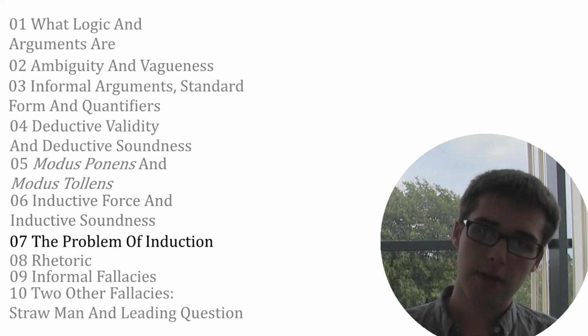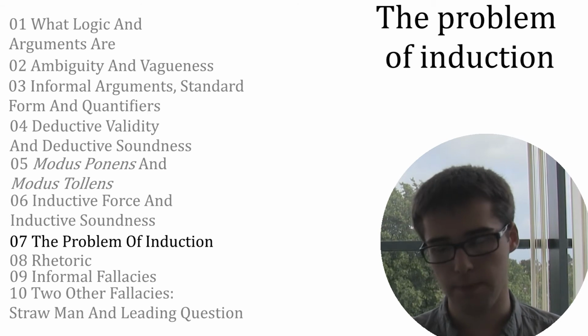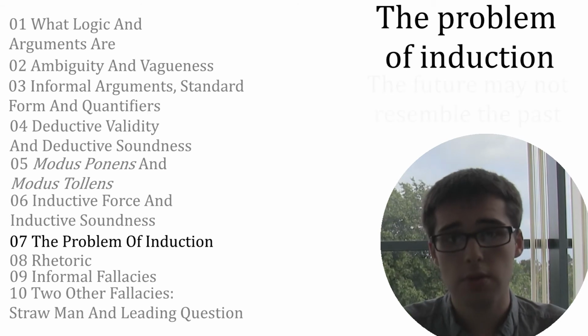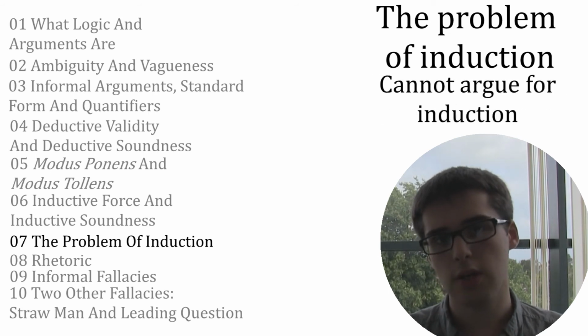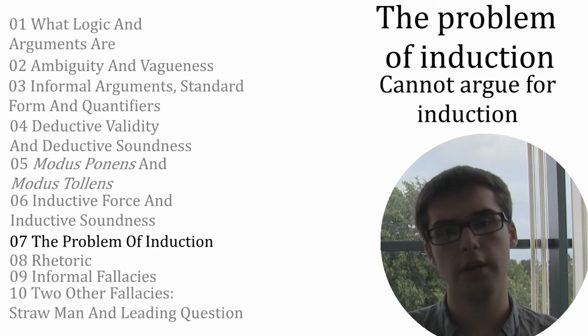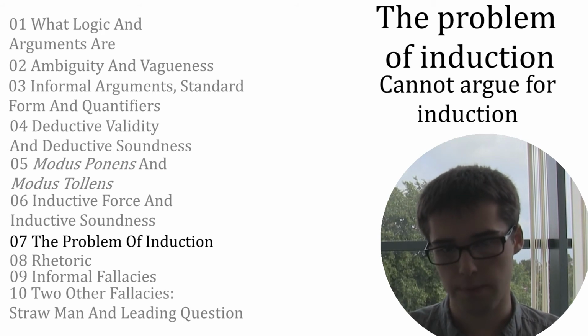This led to the seventh video, which explained the problem of induction. We cannot be sure that things in the future will resemble what's happened in the past, and also we can use neither deductive nor inductive argument forms in order to justify the principle.